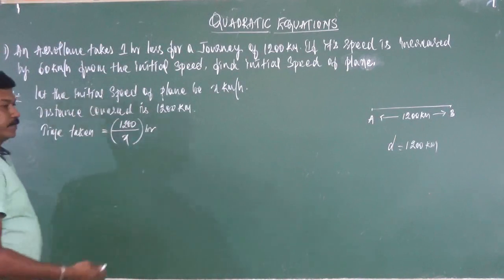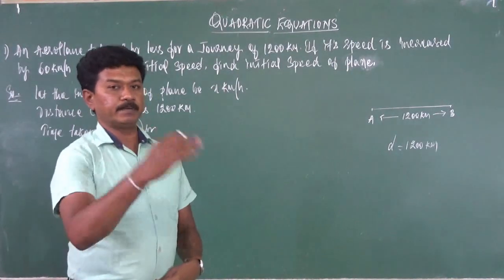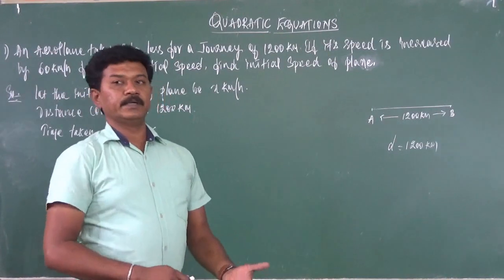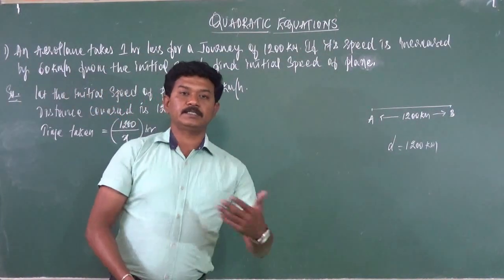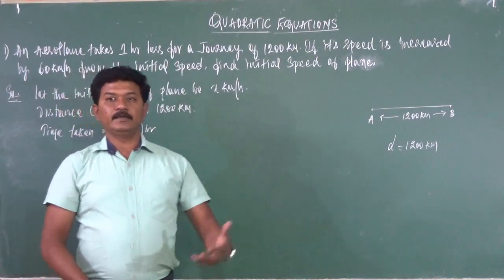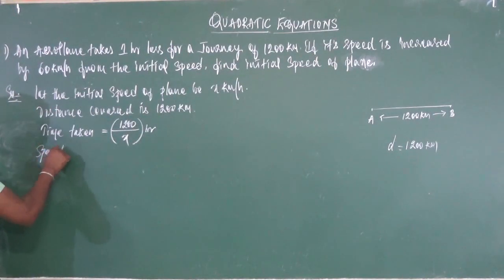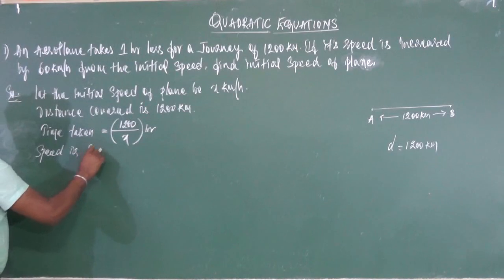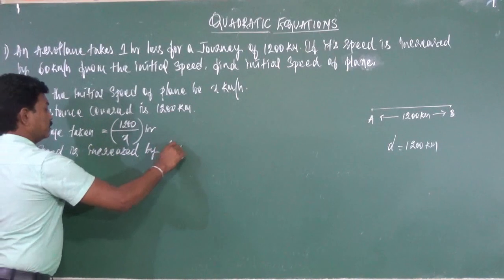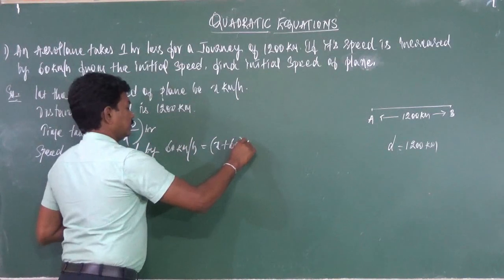Next, the speed of the aeroplane is increased by 60 km per hour. On a particular day, speed of the aeroplane is increased by 60 km per hour. So original speed of the aeroplane is already x km per hour. Apart from that, additional 60 km per hour. So that becomes x plus 60 km per hour.